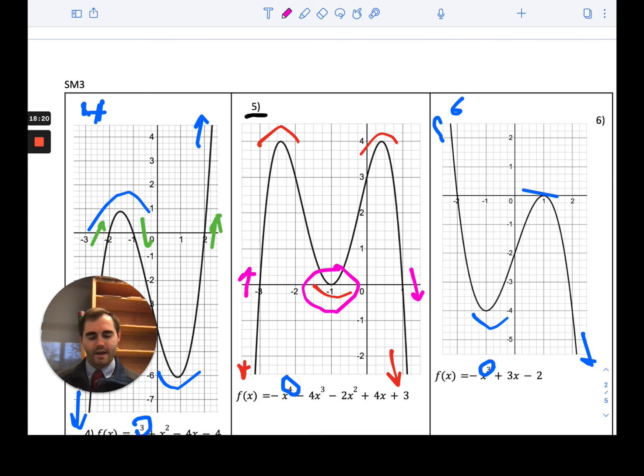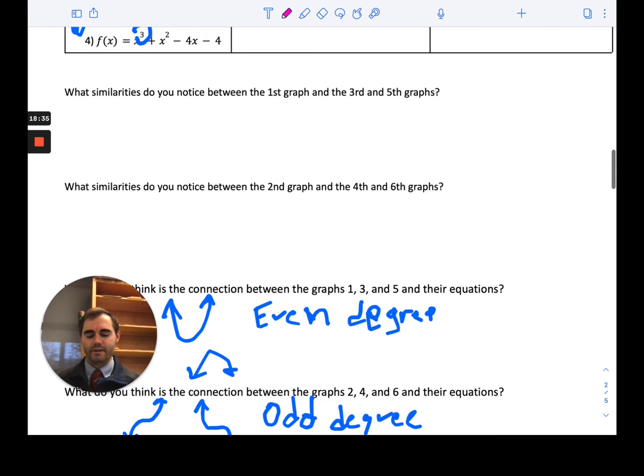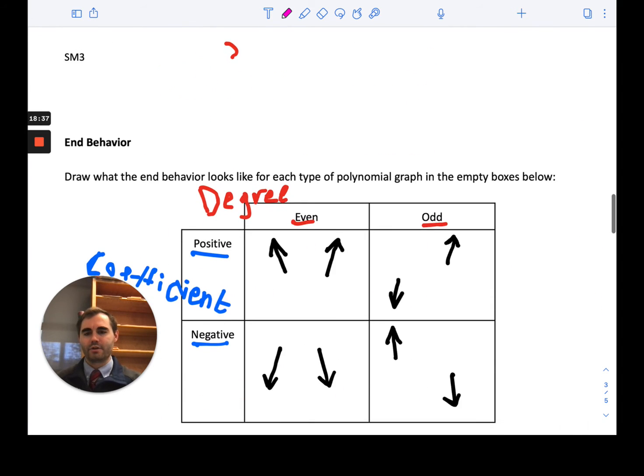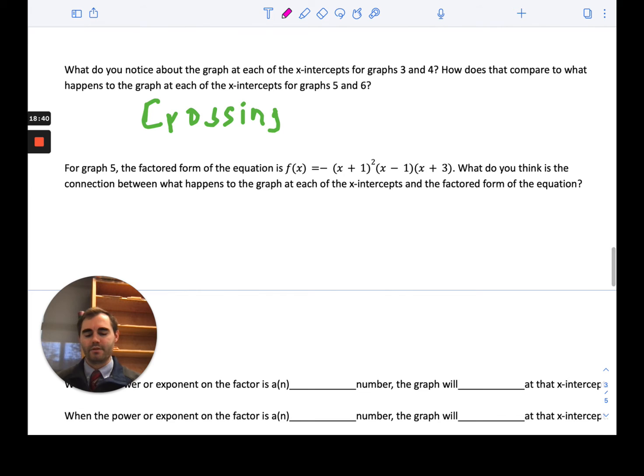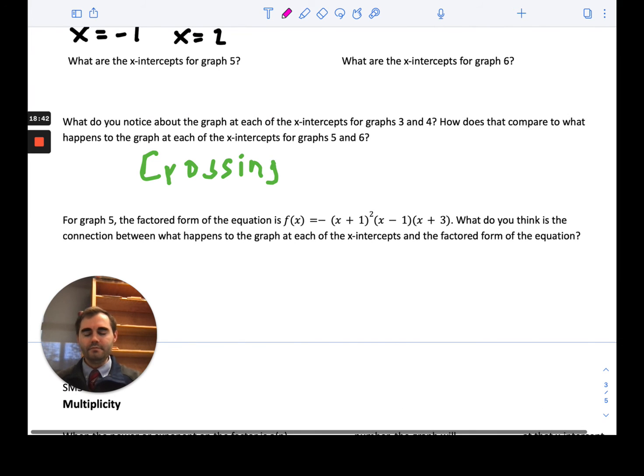Okay. If we look over here at graph number 6, so we do cross there, right? But again, we have something interesting here. We have the graph either touching or bouncing right there at that 1. So that's kind of interesting. So what I would say is that we're kind of crossing at some points, but at some other places we're bouncing off or touching the x-axis, right?